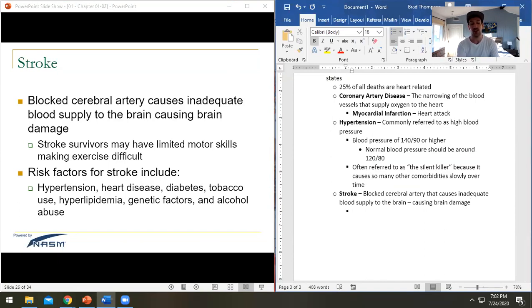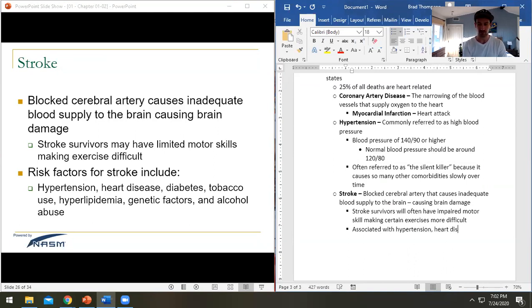So a lot of times when someone suffers from a stroke, stroke survivors will often have impaired motor skills, making certain exercises more difficult. Which sucks because, again, how do you cure something like this? Well, you can't really, but exercise is absolutely key. So risk factors are things associated with hypertension, heart disease, diabetes. Diabetes often won't cause a blockage or anything, but again, it's a lack of oxygen delivery.